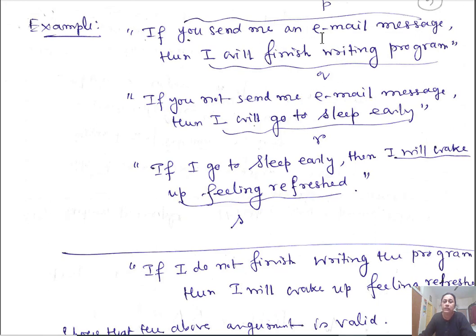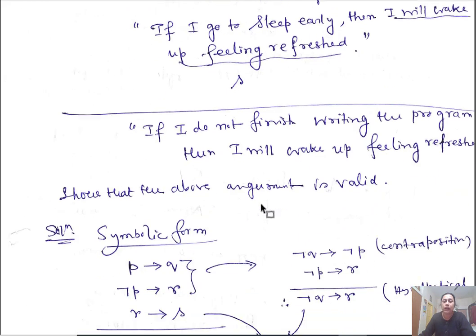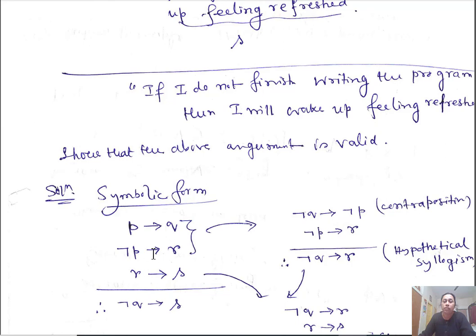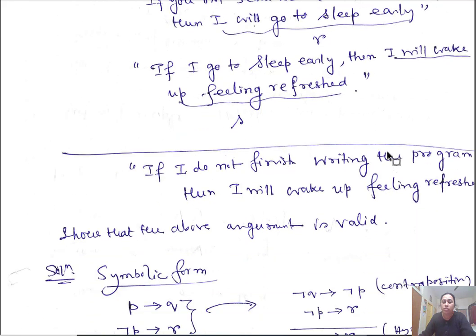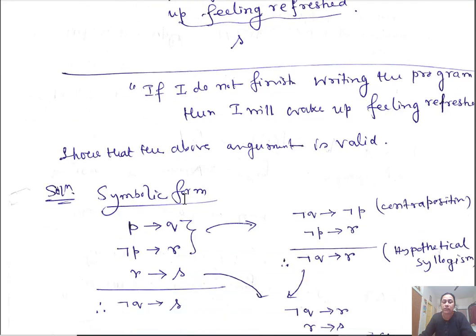Negation of P. P was that you send me an email message, so negation of P is not sending the email message. Negation of P implies R, and R is I go to sleep early. That means R implies S. Now the conclusion is I do not finish writing the program. Writing the program was Q, so negation of Q implies S. Okay. So you have to check whether this is a valid argument or not.